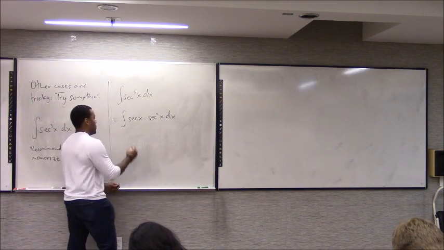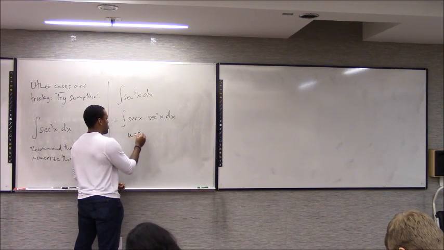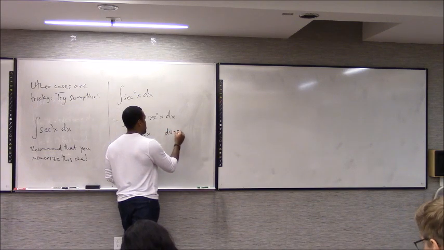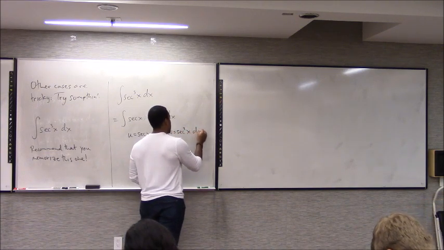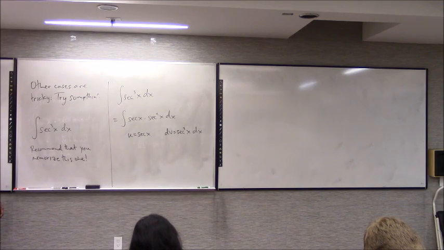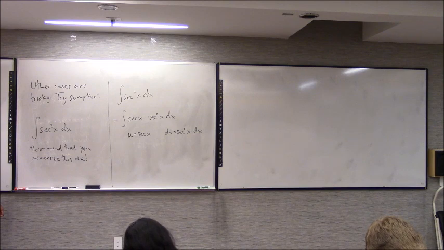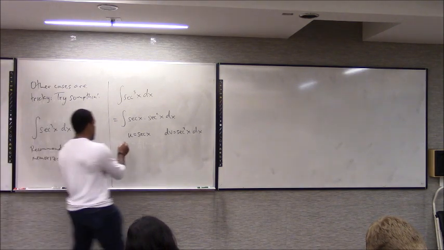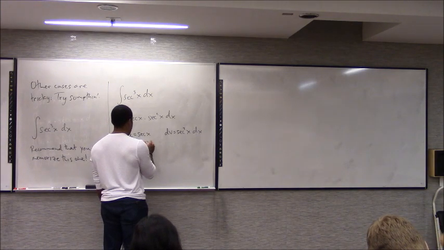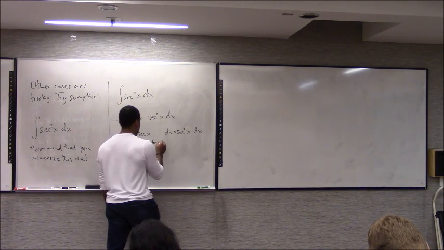Turns out that u equals secant, and dv would be secant squared x dx. And you're going to put the same thing that you just had. Well, what are you going to have? du here is going to be what? Secant x tangent x, right?